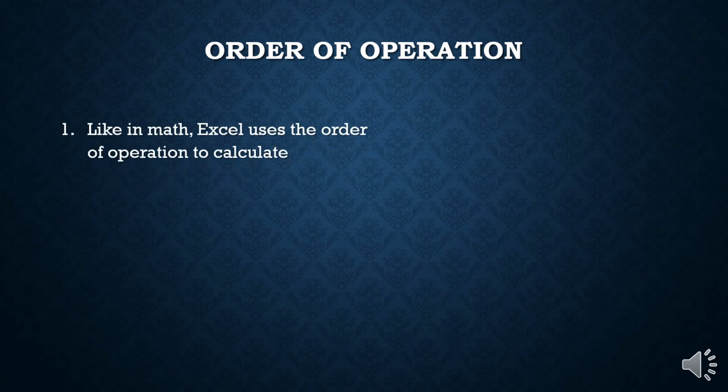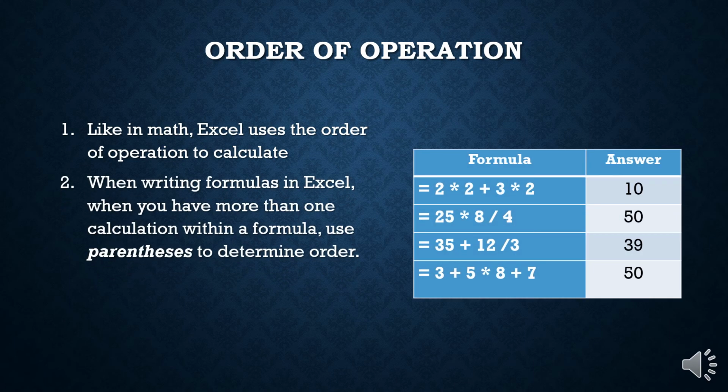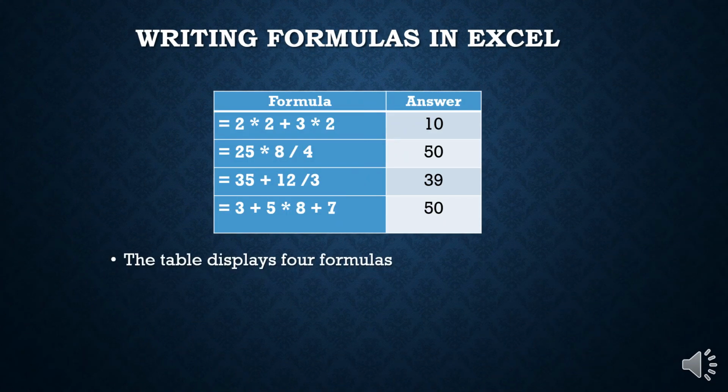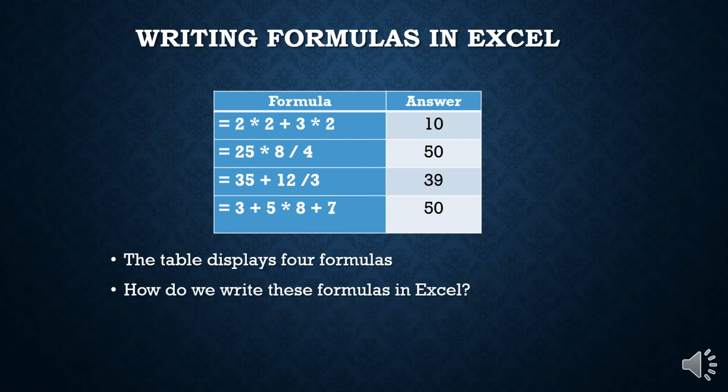Order of operations. Like in math, Excel uses the order of operations to calculate. When writing formulas in Excel, when you have more than one calculation within a formula, you will need to use parentheses to determine order. On the right, we have 4 different formulas. How would we write these formulas in Excel? The table displays 4 formulas. How do we write these formulas?